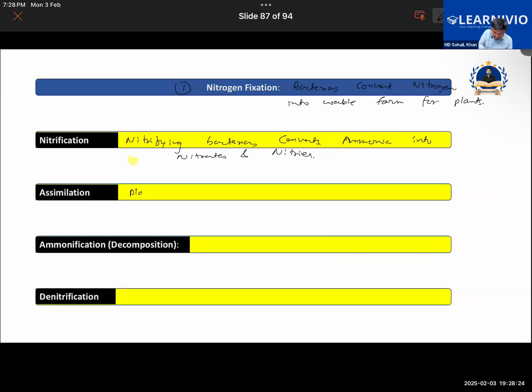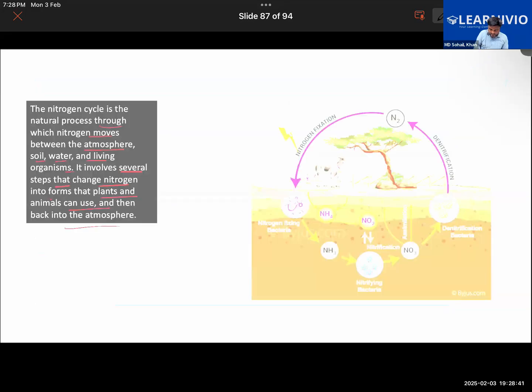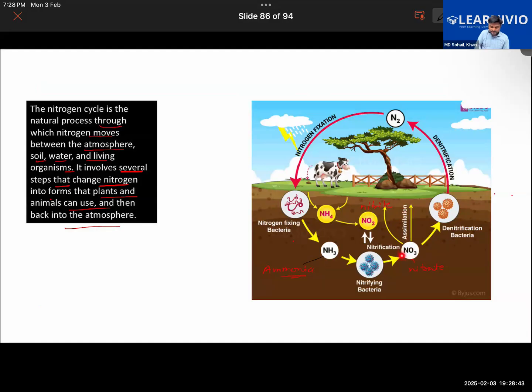So plants absorb the nitrogen compound like nitrate. This compound nitrate is now being absorbed by the plant.